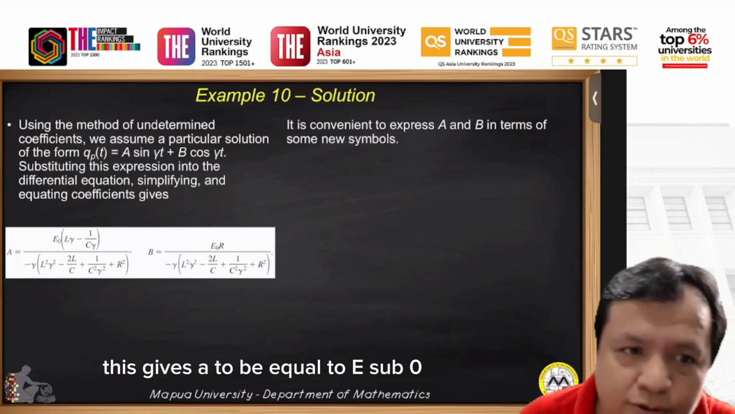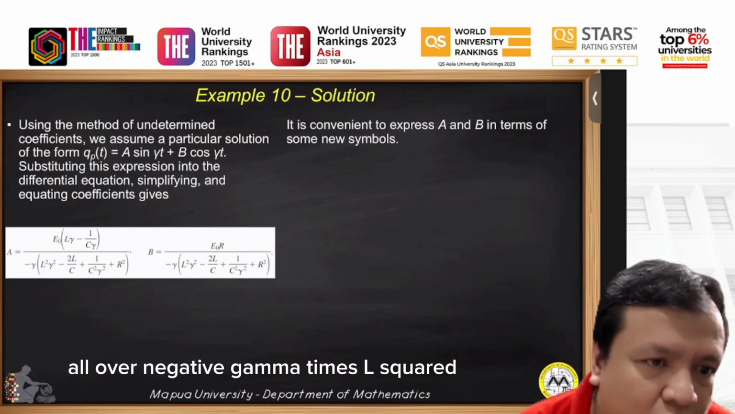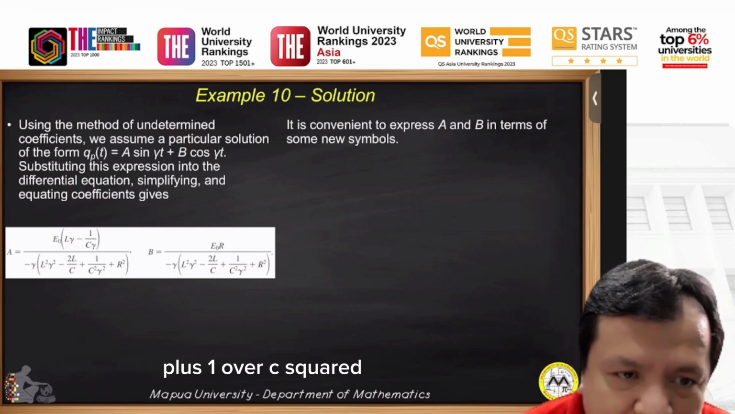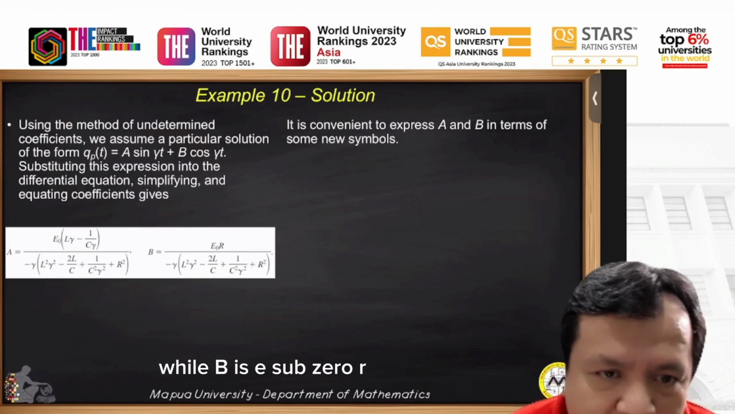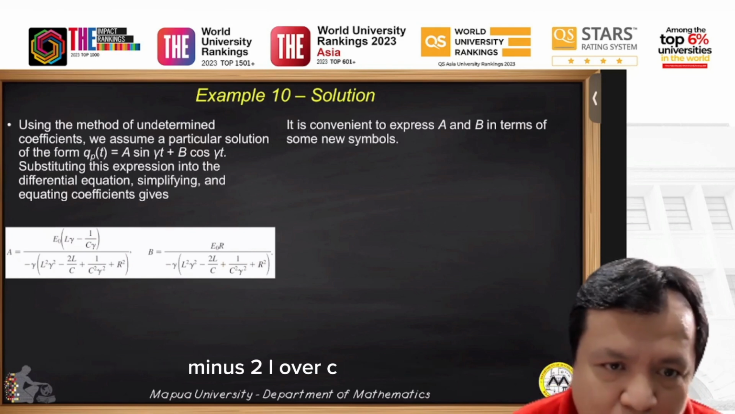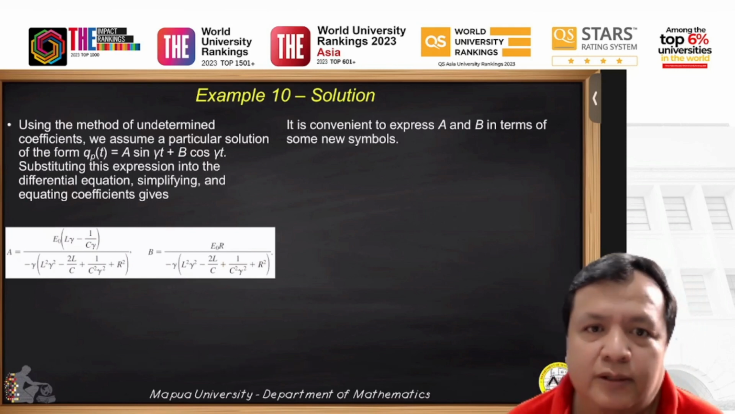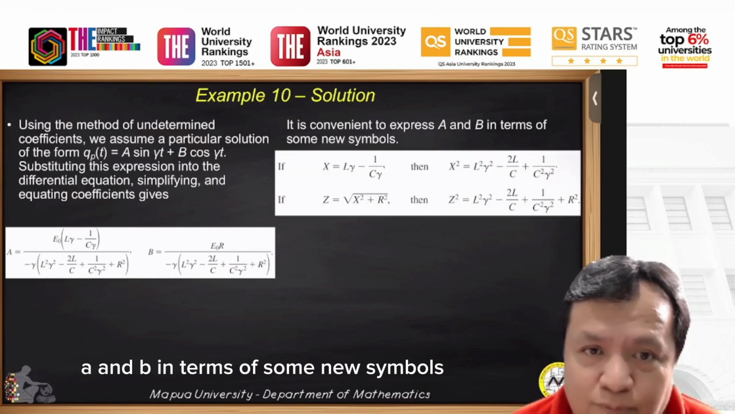E sub 0 times (L gamma minus 1 over C gamma) all over negative gamma times (L squared gamma squared minus 2L over C plus 1 over C squared) gamma squared plus R squared, while B is E sub 0 R over negative gamma times (L squared gamma squared minus 2L over C plus 1 over C squared) gamma squared plus R squared. It is convenient to express A and B in terms of some new symbols.